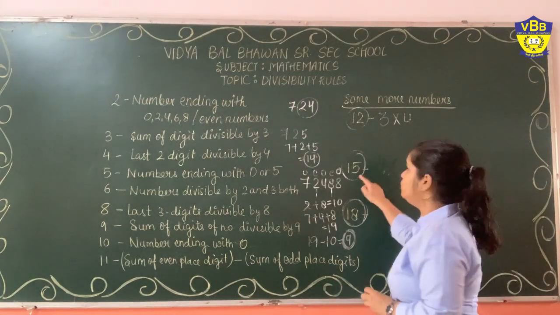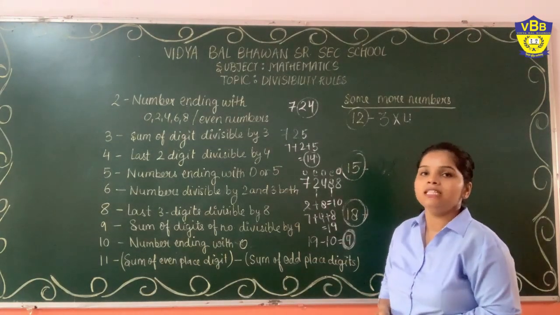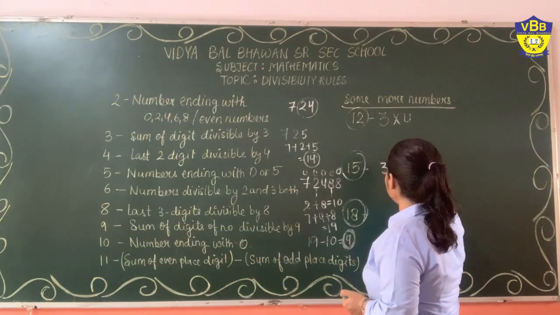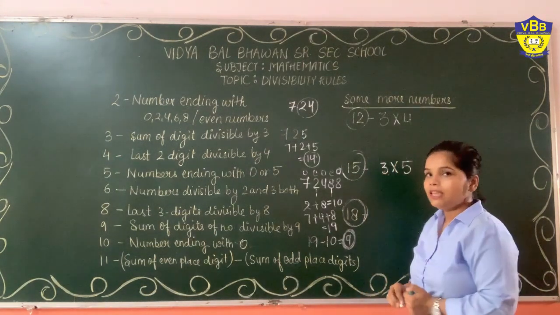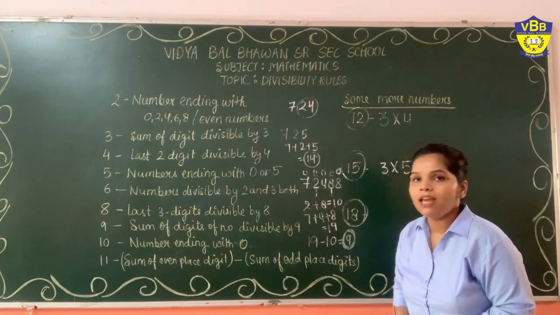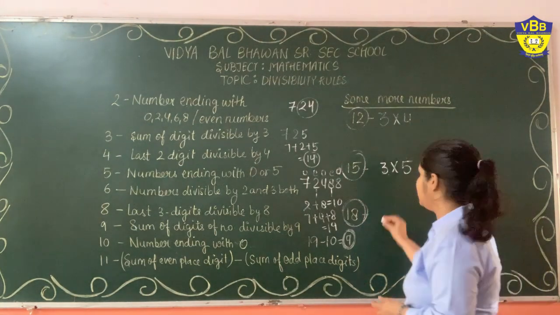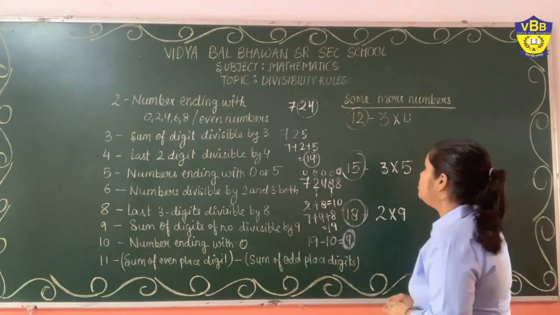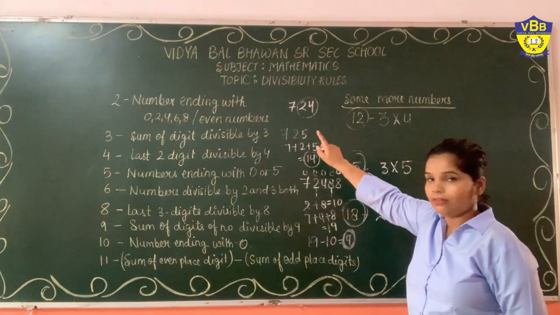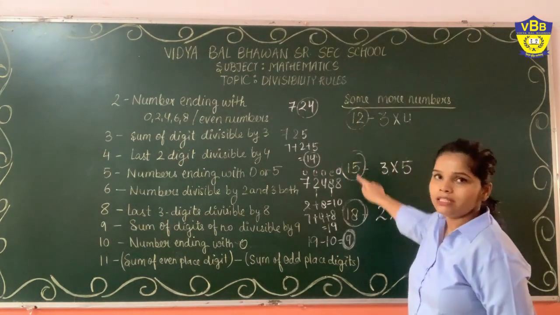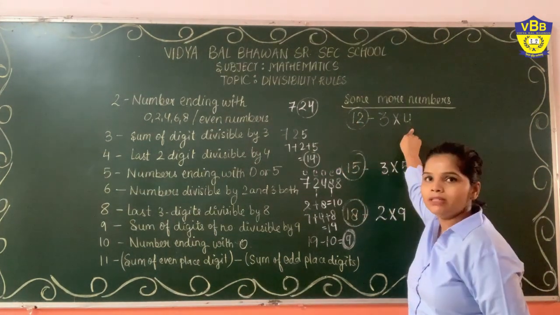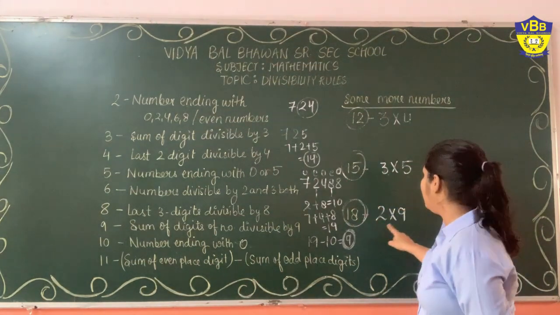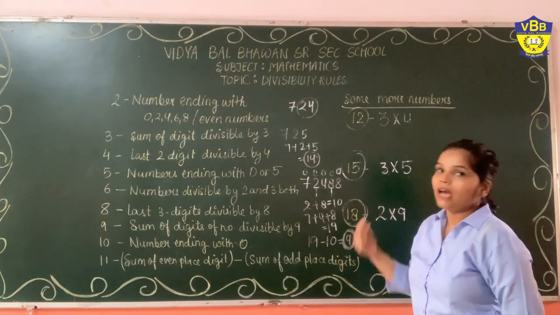Similarly, we can do it with 15. We can write 15 as the product of two co-prime numbers, that is 3 multiplied by 5. Same with 18. We can write 18 as the product of two co-prime numbers, that is 2 multiplied by 9. So we have written these three numbers as products of co-prime numbers: 3 multiplied by 4 gives 12, 3 multiplied by 5 gives 15, 2 multiplied by 9 gives 18.